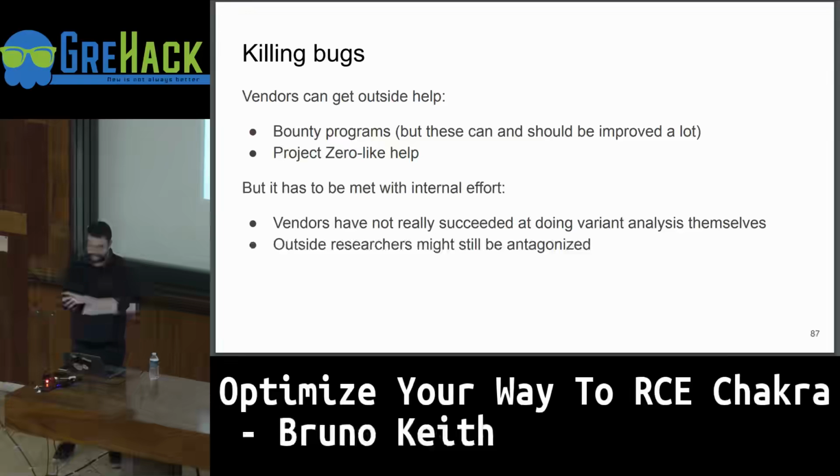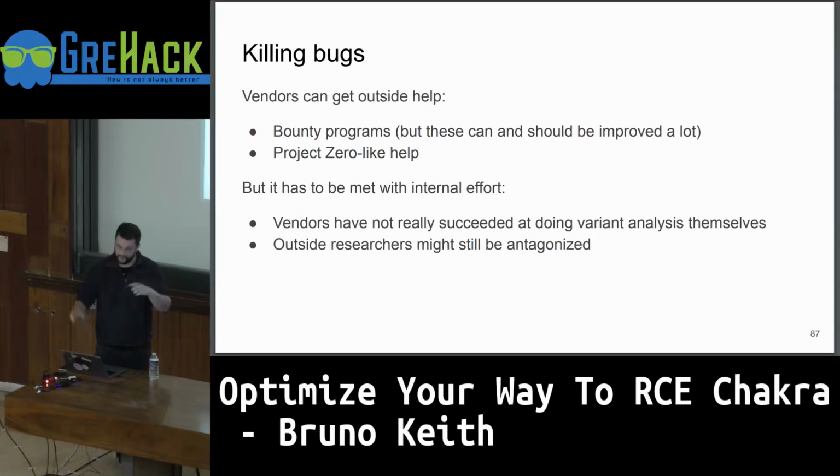The nice thing with that is that vendors can get outside help, so bounty programs. These can and should be improved a lot, and I will leave it at that. If you want to discuss it in more detail, feel free to come to me. And then there's Project Zero-like help, and what I mean by that is vendor teams that are focused on finding vulnerabilities. I believe the problem now is that Project Zero is kind of the only team doing that for other vendors, and then you have Chinese teams that report bugs like crazy, but it's kind of limited, and I feel like all the vendors have not done the same kind of approach that Google did.